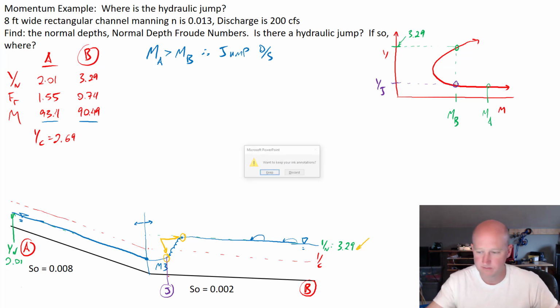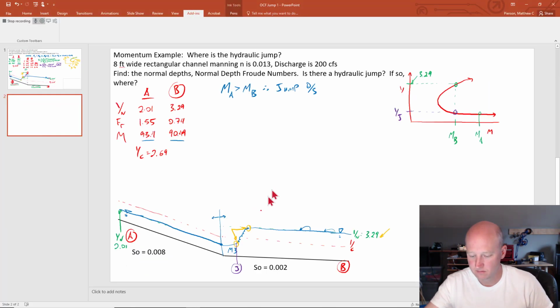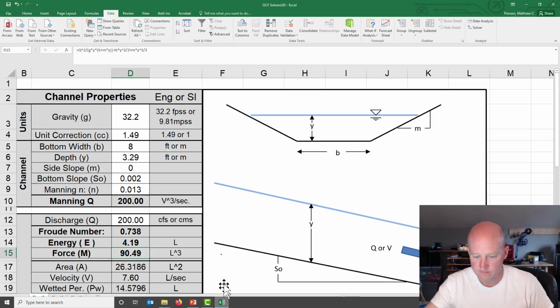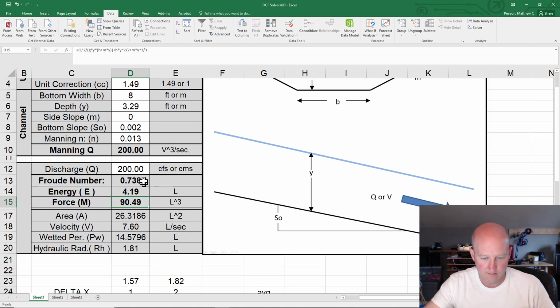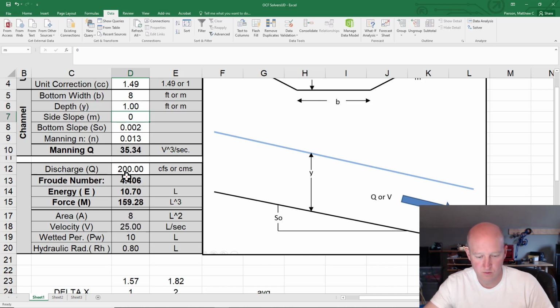Let's go to the spreadsheet. So we want to put in a supercritical depth. We're looking for a supercritical depth. So we got to put in a first guess that's supercritical. Here's 1. We want to check to make sure that Froude number is greater than 1. So let's goal seek the specific force.